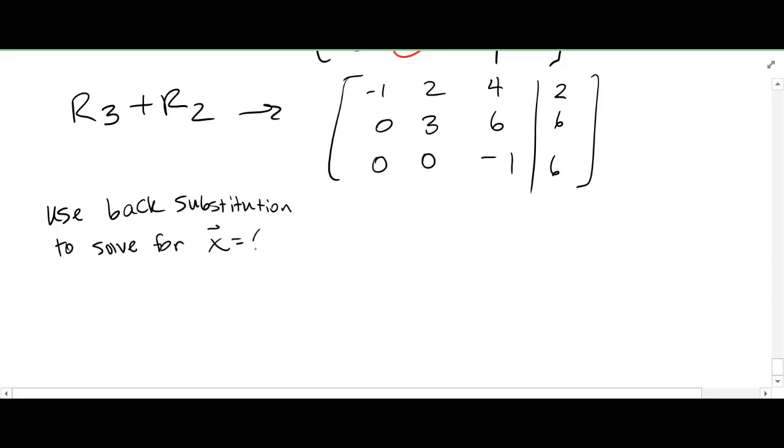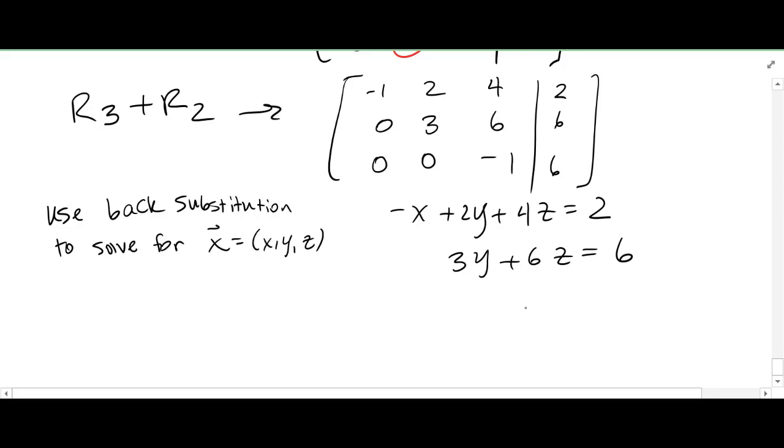So if you write out the system of equations again, it would be negative x plus 2y plus 4z equals 2, 3y plus 6z equals 6, and negative z equals 6. That's the system of equations. So back substitution means solve for z first.